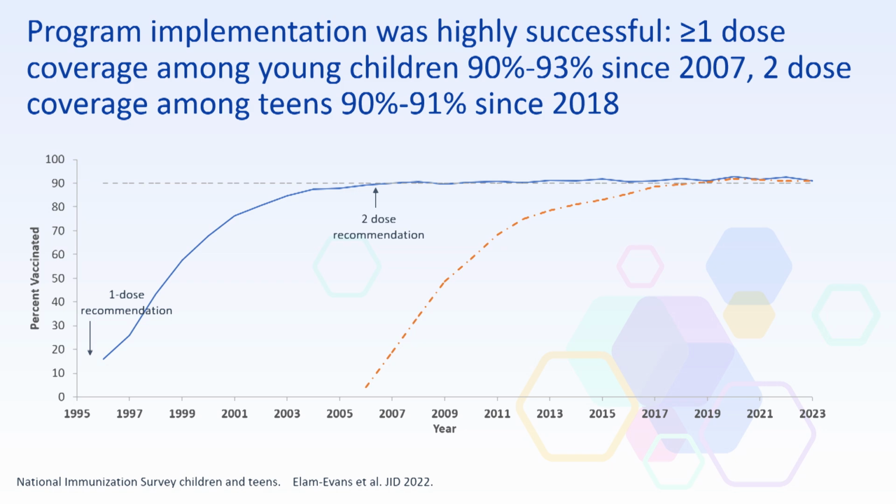The varicella program implementation was highly successful. Among young children, coverage with 1 or more doses reached 89% by the end of the first dose program, and ranged between 90 to 93% since 2007. The uptake of the second dose was rapid, and after the 2007 recommendation, the vaccine coverage among teens has been 90 to 91% since 2018.